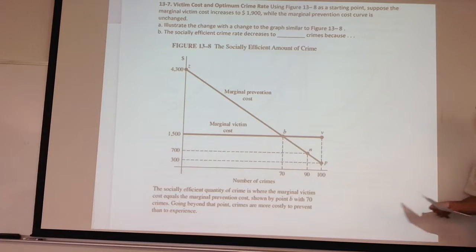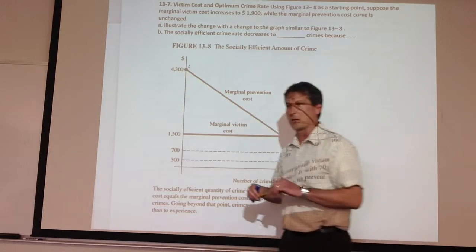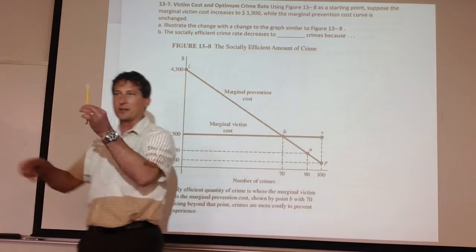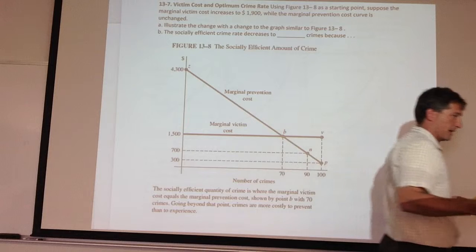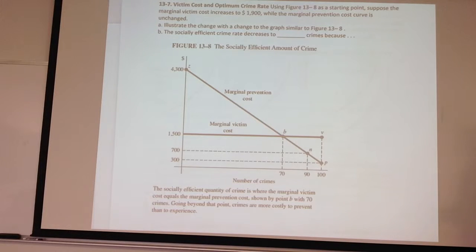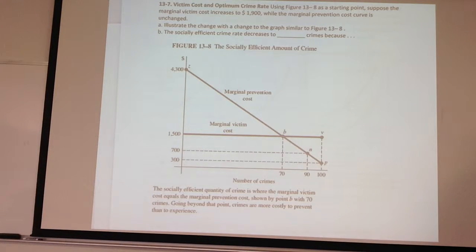So marginal victim costs, we actually looked at in some previous chapters too, where some economists estimated spatially within the city where victims were and how much their cost was. So go ahead and just draw right on this graph, but then you're going to need to do a little bit of calculations to answer the question.